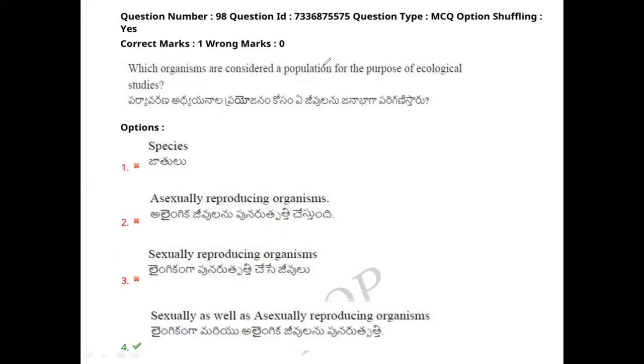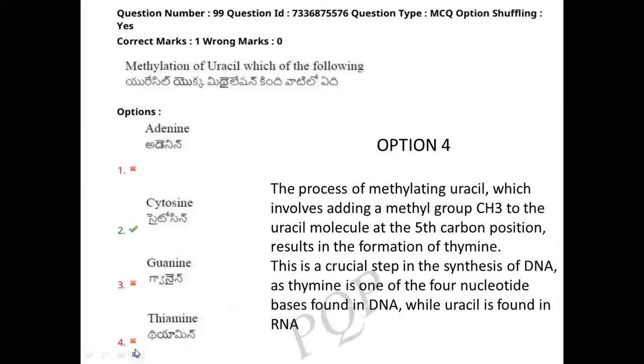Which organism is considered as a population for the purpose of ecological studies? An organism which undergoes both sexual reproduction and asexual reproduction will be considered the best example for ecological studies. Since both processes occur, it is easy to study that.